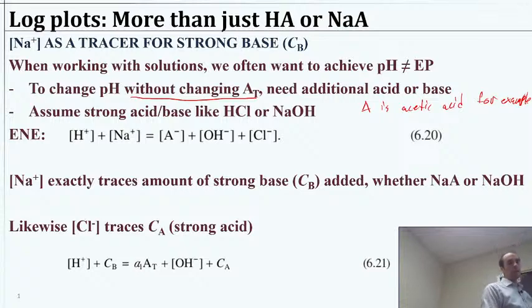What we can find here is that the amount of Na plus in this system should exactly trace the amount of base that we add. Now that's going to be true of the amount of strong base that we add, Cb. That's going to be true even if we didn't add NaOH, even if it's all coming from the fact that maybe we added NaA.